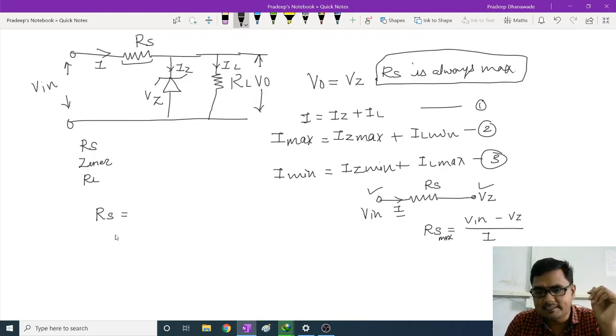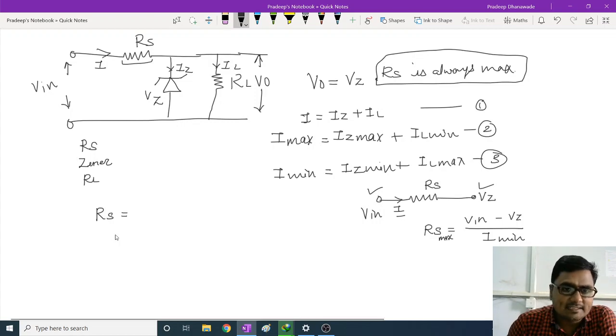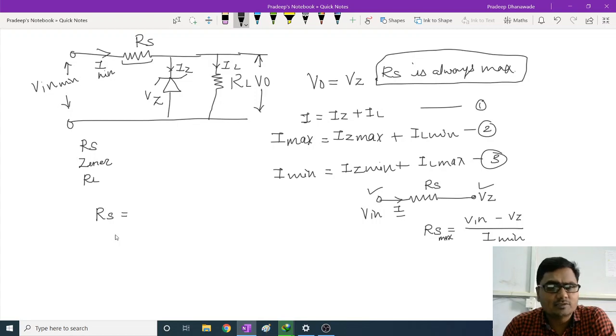So to keep RS maximum, I need to keep this I minimum, because it is in the denominator. If the current is minimum, then only the resistance will be maximum. So this current will be I minimum. When will this I be minimum? Obviously when this voltage is minimum. Because if you increase this voltage, this current will increase. If you decrease this voltage, this current will decrease.